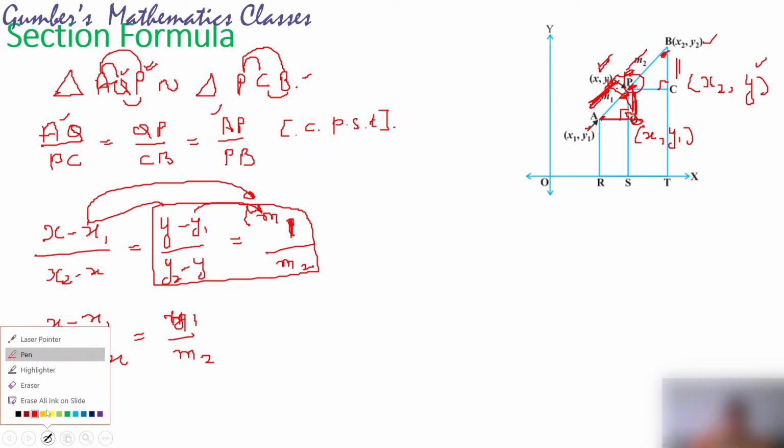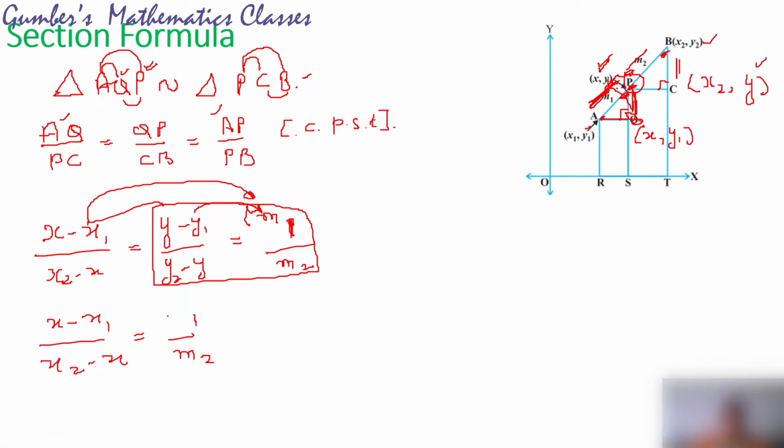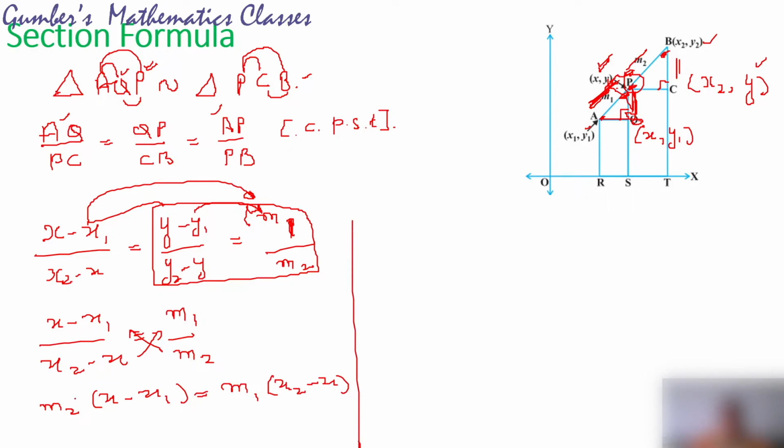Let me rewrite this. This is m1 upon m2. Now by cross multiplication, we will be getting m2 into (x minus x1) is equal to m1 into (x2 minus x). Now this can be rewritten by opening the brackets: m2x minus m2x1 is equal to m1x2 minus m1x.